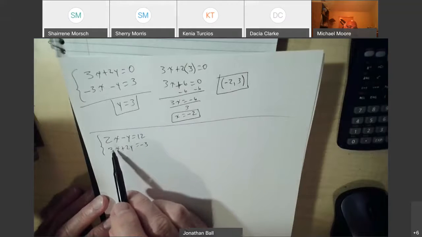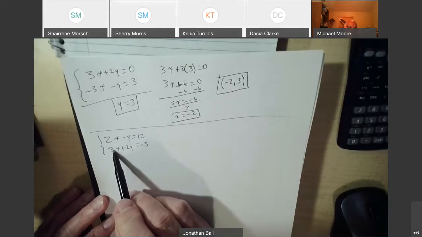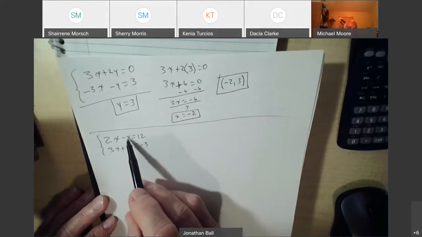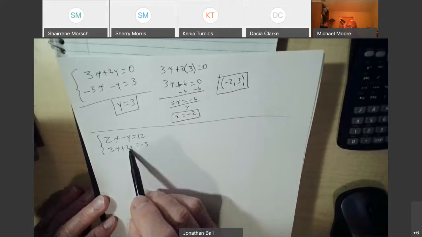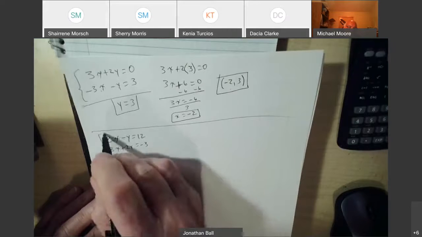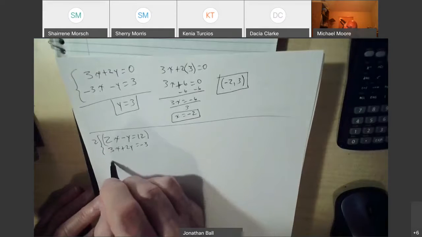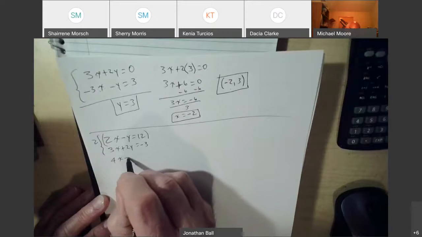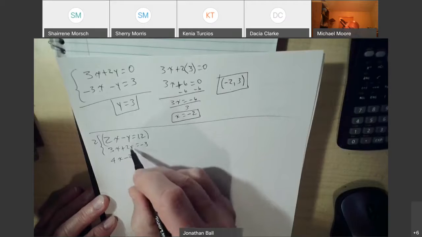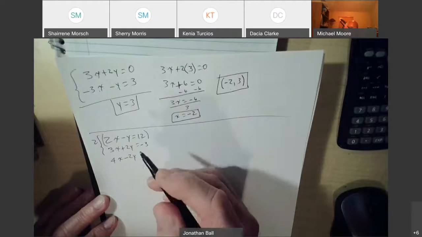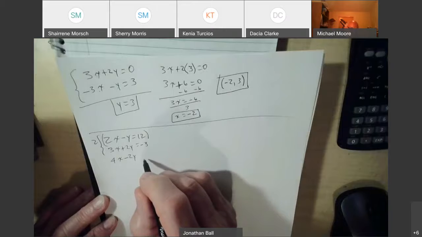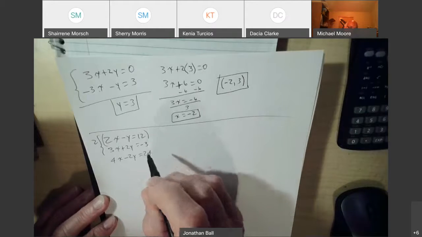Can we multiply 2 times any whole number to get to negative 3? Because what we want is negative, no. How about negative y plus 2y? We can multiply this equation by 2. And we get 4x minus 2y. Okay, now we have 2y minus 2y. And that's going to eliminate y. It equals 24.